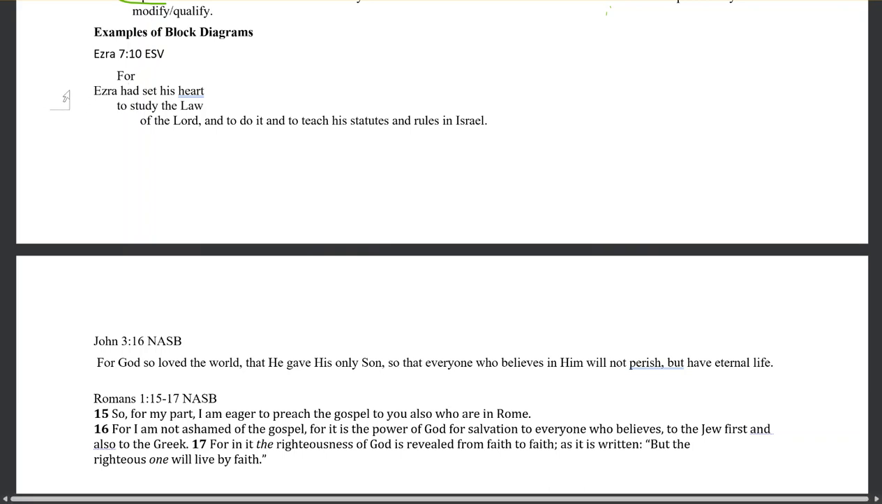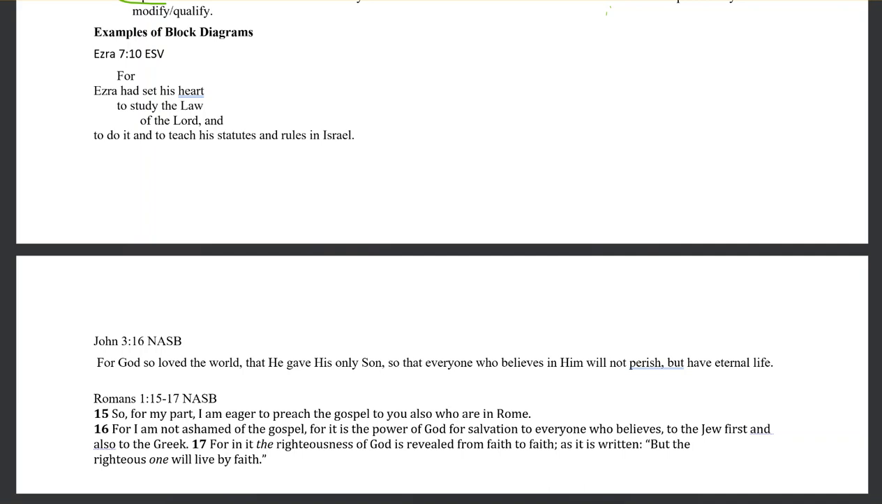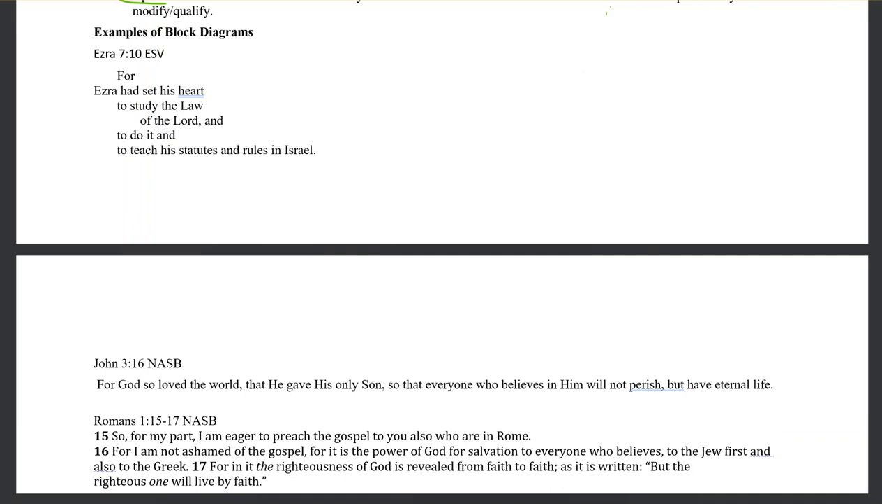Okay, so we see here for Ezra had set his heart to study the law of the Lord. You see that here Ezra has set his heart to study the law, and of the Lord describes the law, and to do it. That is a parallel, so we're going to keep to do it, and to teach it.